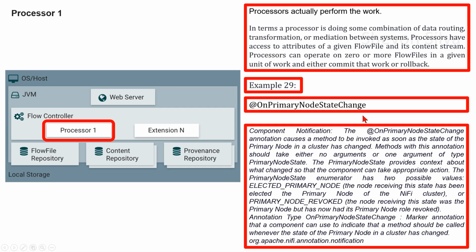The annotation type OnPrimaryNodeStateChange is a marker annotation that a component can use to indicate that a method should be called whenever the state of the primary node in a cluster has changed. This is in the package org.apache.nifi.annotation.notification.